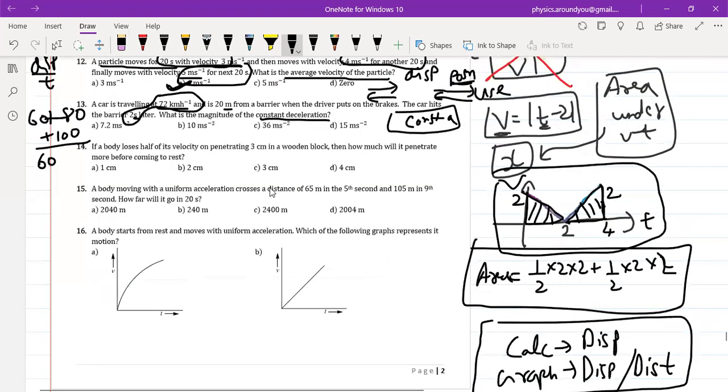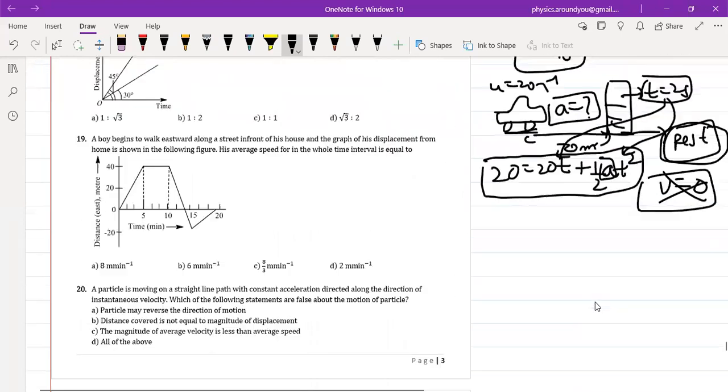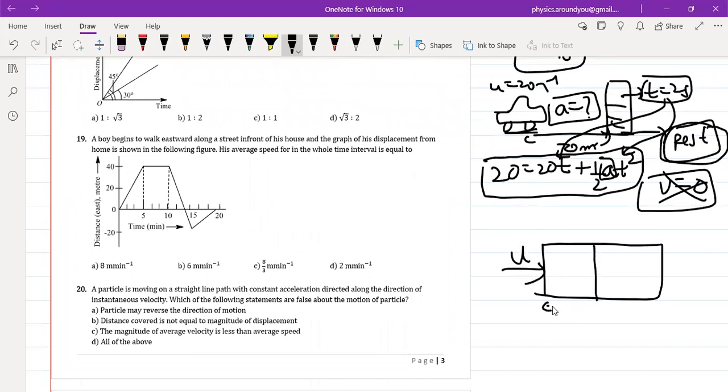Now, question number 14. If a body loses half of its velocity on penetrating 3 centimeters in a wooden block, by how much will it penetrate more before coming to rest? All these block questions and bullet questions, we can treat like a journey, right? Initially, it had some speed u, and it covered some distance x1, and then it became u by 2. How much more distance will it cover finally before coming to rest? X1 for us is given as 3 centimeters.